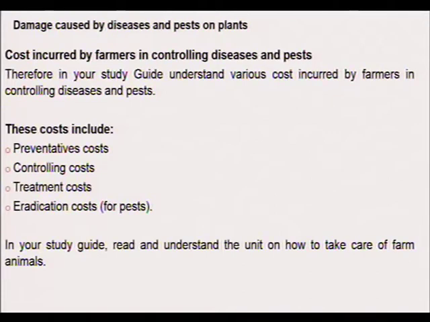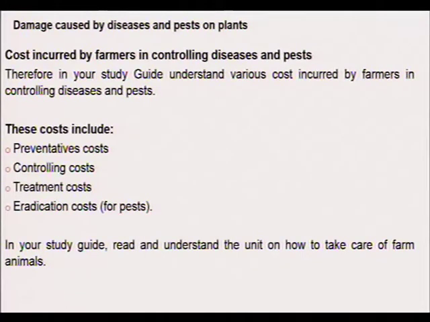Let us also look at the damage that is caused by diseases and pests on plants. We also have some costs that are incurred by farmers in controlling diseases and pests. Therefore, in your study guide, I want you to understand various costs incurred by farmers in controlling diseases and pests. To alert you, controlling or managing pests or diseases on a farm can sometimes be more costly and even frustrating, depending on how severe the situation may be.